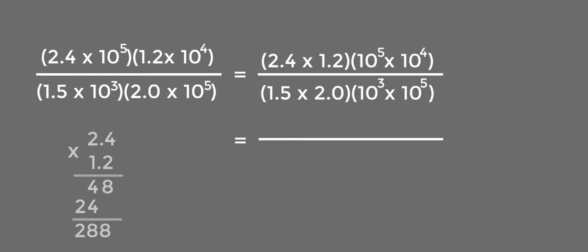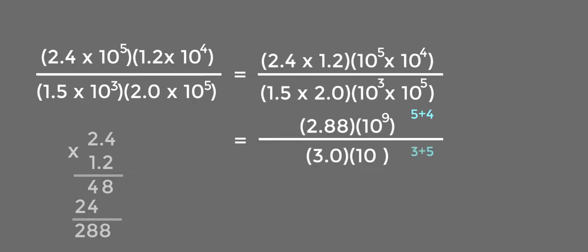So then this is going to simplify to 2.88 times 10 to the, we're multiplying, same base, so we add the exponents. So 10 to the 5th times 10 to the 4th is 10 to the 5 plus 4, which is 10 to the 9th. And then in the denominator, 1.5 times 2.0 is just 3.0, and that's times 10 cubed times 10 to the 5th. We add the exponents, so that's 10 to the 8th.